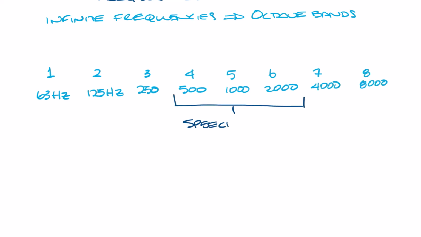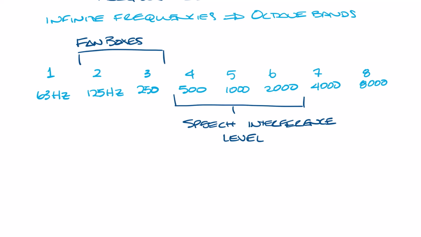Octave bands 4 through 6 are the speech interference bands, or speech interference levels, because most human speech happens between 500 and 2,000 Hz. Having a sound be too loud in those bands makes it hard for people to hear each other, hence the name speech interference. Different HVAC products generate their highest sound levels in different octave bands. Fan boxes, for instance, have their highest sound levels in the 2nd and 3rd bands, while grills and diffusers create their highest sound levels in the 4th, 5th, or 6th bands.